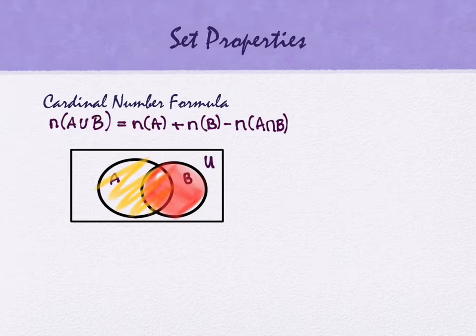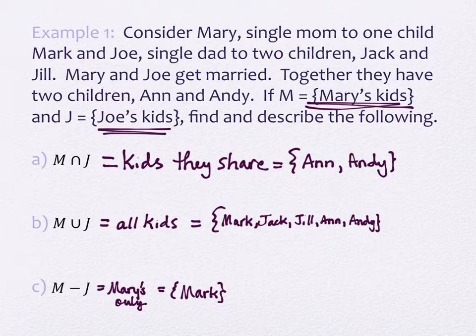The same thing would happen if I went back to this example with Mark and Mary. Mark and Joe, sorry. Mark's the kid. Mary and Joe. Whoever the parents are. We're going to talk about them for a second. Count for me. How many kids? What's the cardinality for M? How many kids are Mary's? 3, right? It's 3. She only brought one. She had Mark, and then she had Ann and Andy. How many kids are Joe's? 4.